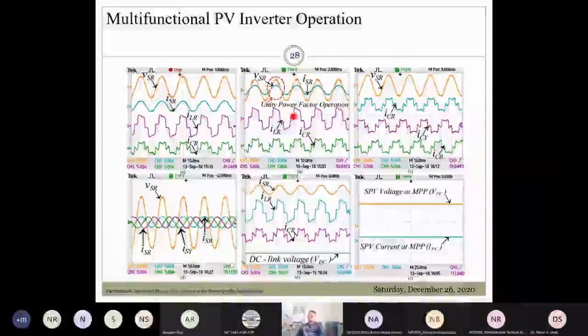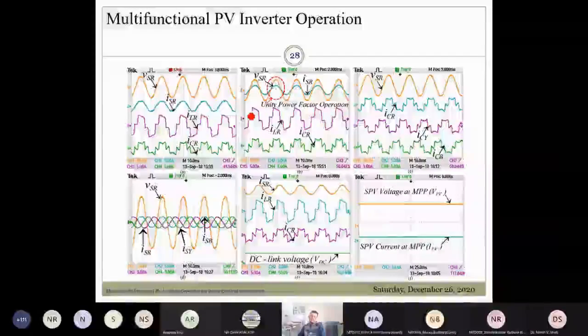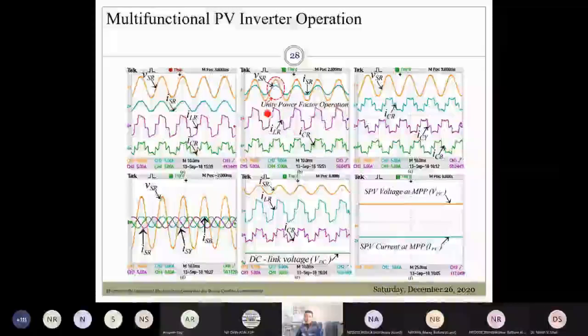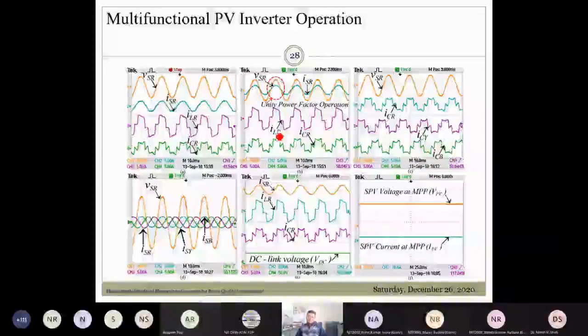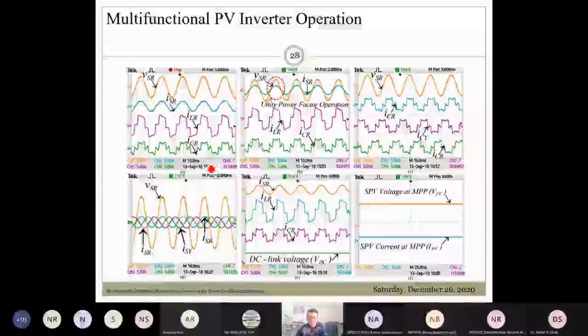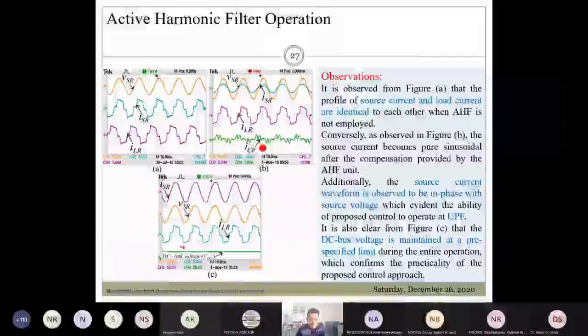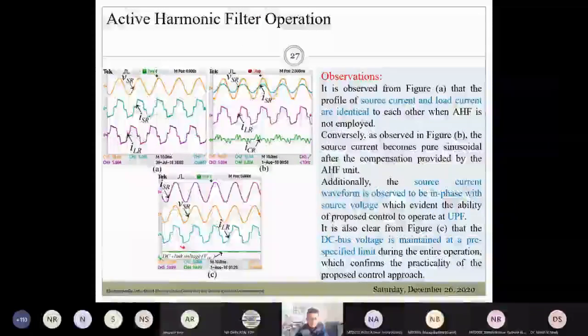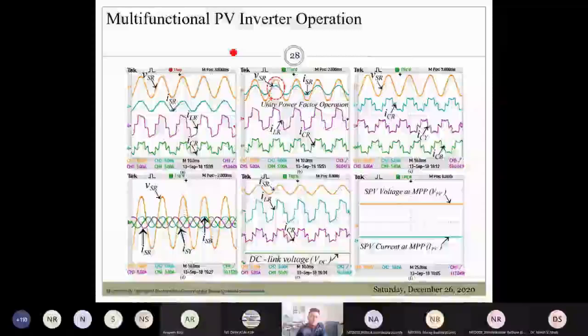So this is the multifunctional PV inverter. As I mentioned, this is a logical and inexpensive solution. So why is it an inexpensive solution? Because it not only injects the active power generated by the PV arrays, but it also provides harmonic compensation. See here, a fair comparison of the compensating current magnitudes during the active harmonic filter operation and during the multifunctional PV inverter operation confirms the penetration of the PV inverter into the utility grid.